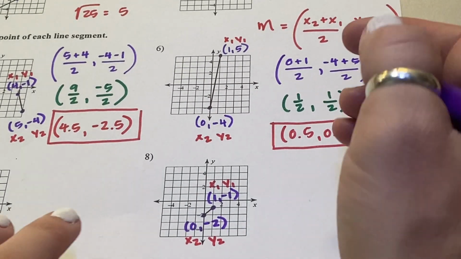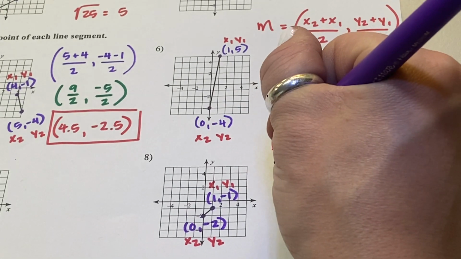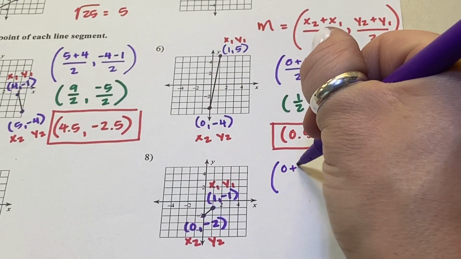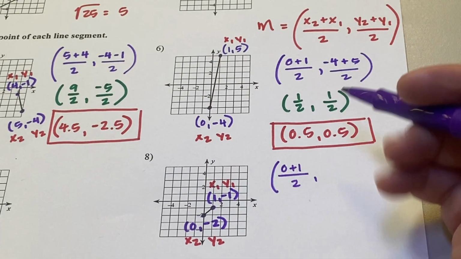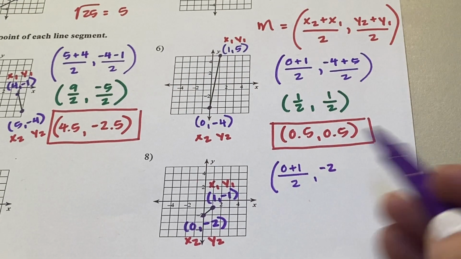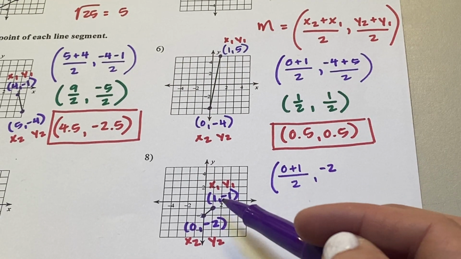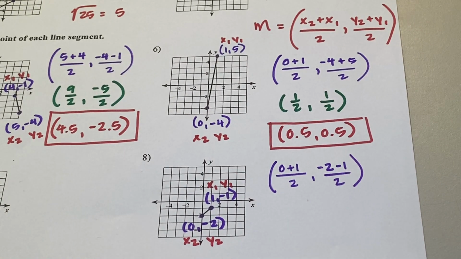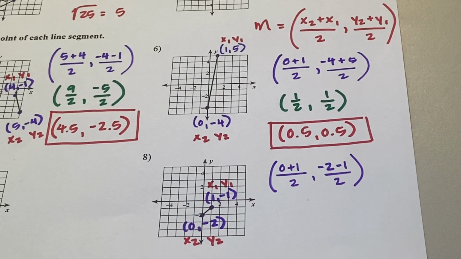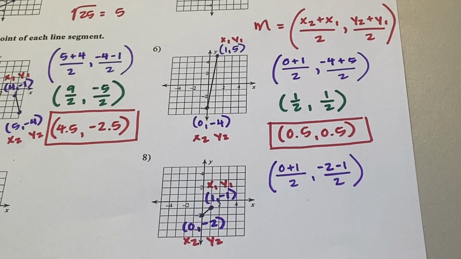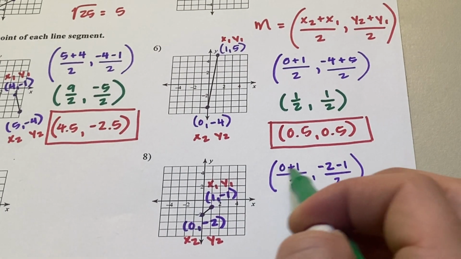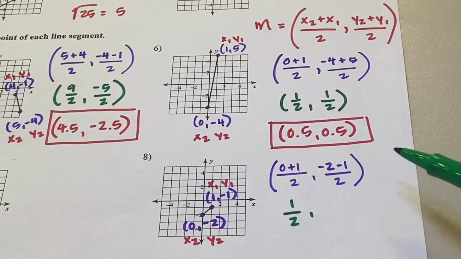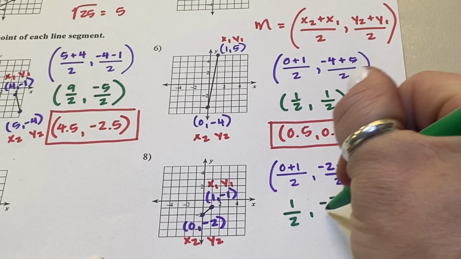Okay, let's plug it in. What is the point that's directly between them? x2, 0, plus x1, positive 1, divided by 2. y2, negative 2. And when I'm adding a negative, you're just subtracting. So negative 2 minus 1 divided by 2. Adding a negative means you're subtracting, right? We're good there. 0 plus 1 on top? 1. Just 1 divided by 2. Negative 2 minus 1? Negative 3. Negative 3 divided by 2.